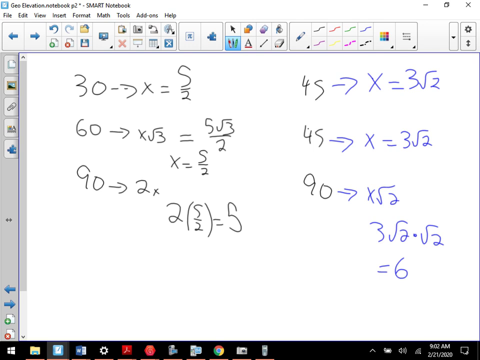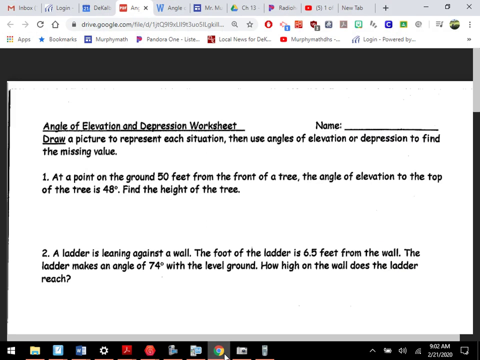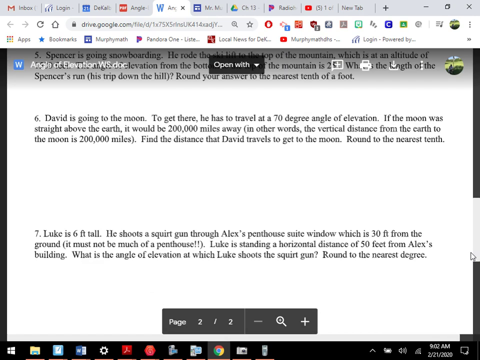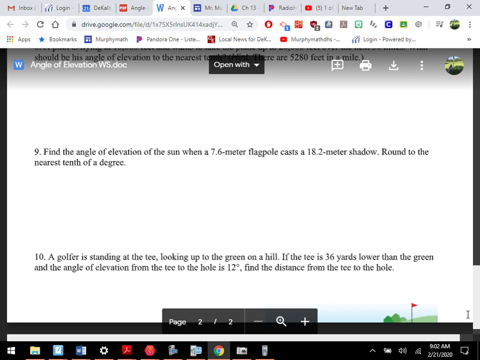Number 9. Yes, sir. I know, it's one of those down plus. It's like the one time a year that's going to happen. So, the question was number 9 on this one. Find the angle of elevation of the sun when a 7.6 meter flagpole casts an 18.2 meter shadow.